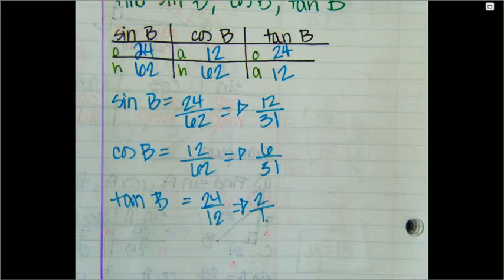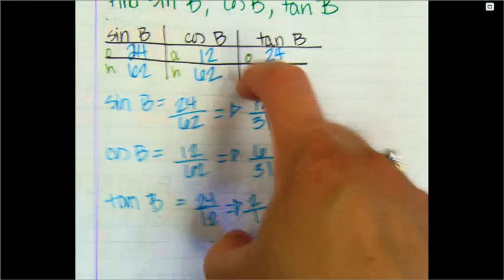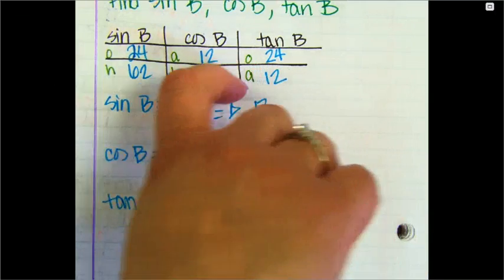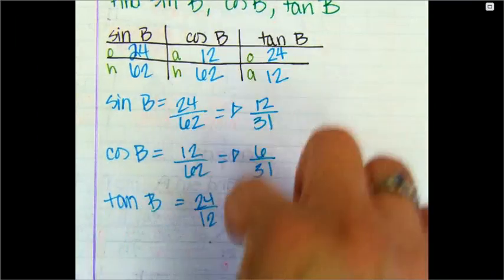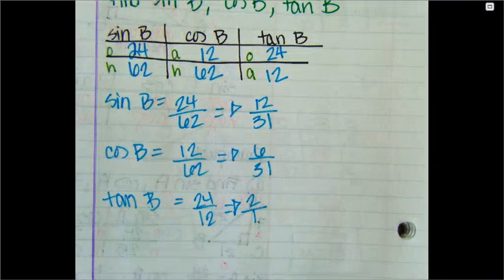So this is why you have to be careful when labeling, because if I pick angle A and you actually do opposite and adjacent for angle B, you're going to end up with the wrong answer. You see how that works? So that's why you have to be careful. That's why I did both, so you can see the difference. And see how they're very similar, but yet they're wrong if you pick the wrong angle.